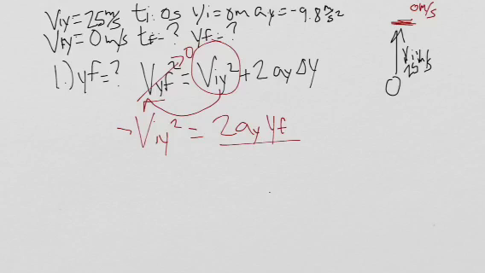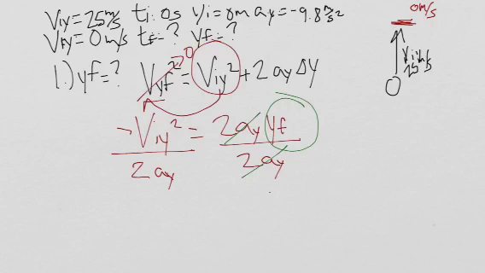How do I isolate Y final? Good question. I divide by 2AY. Do I not? Yes. If I do that on this side, I've got to do it on the other side. 2AY. Here we go. These cancel out. So then I'm left with my Y final being the negative of VIY squared, divided by 2 times gravitational acceleration, which ends up being a negative as well. So those 2 negatives are going to cancel one another out to give you that positive number. Let's work this out and then we'll stop and ask questions.